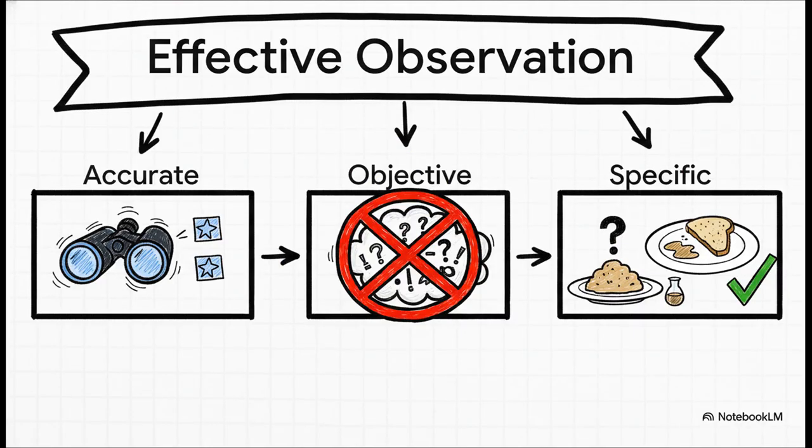So for your reporting to actually be valuable, it has to be 3 things: accurate, objective, and specific. Don't ever say something like, "The client ate poorly." I mean, what does that even mean? That's just your opinion. Instead, you say they ate half a slice of toast. Now that is a fact the team can actually work with.